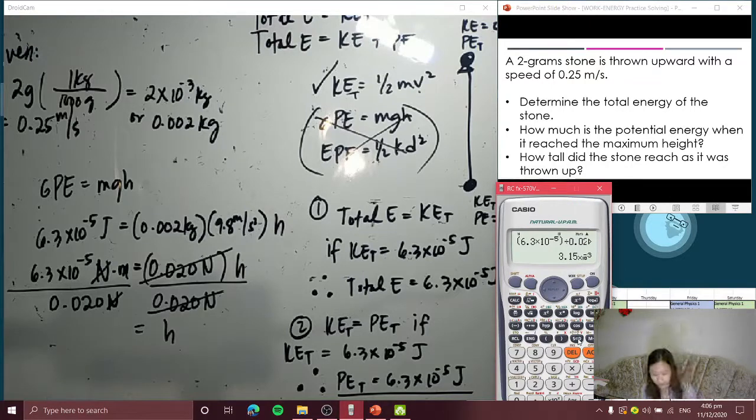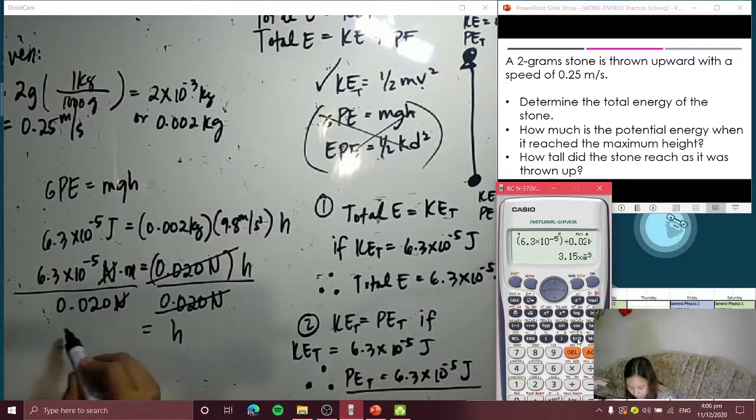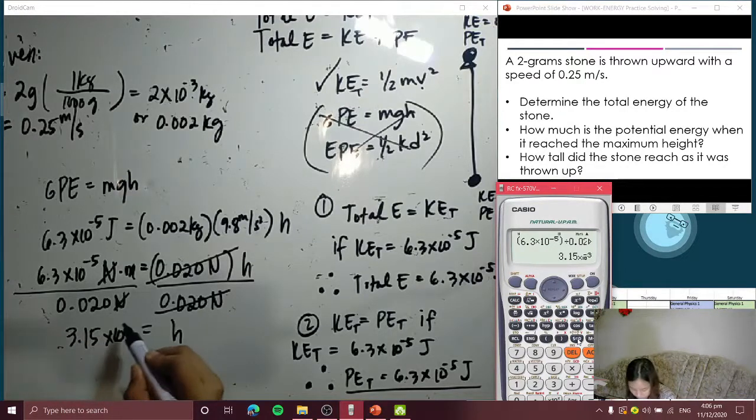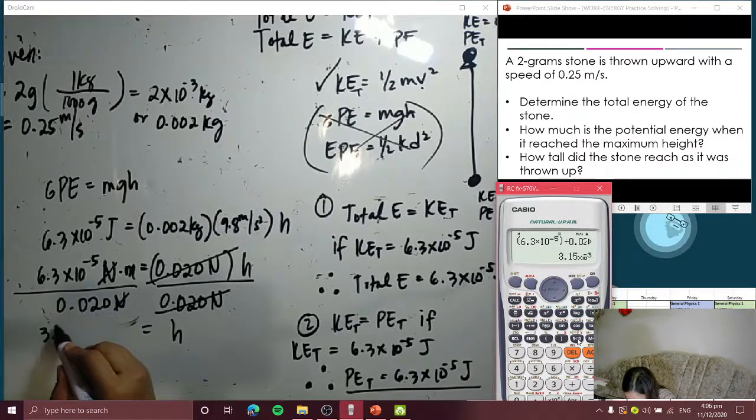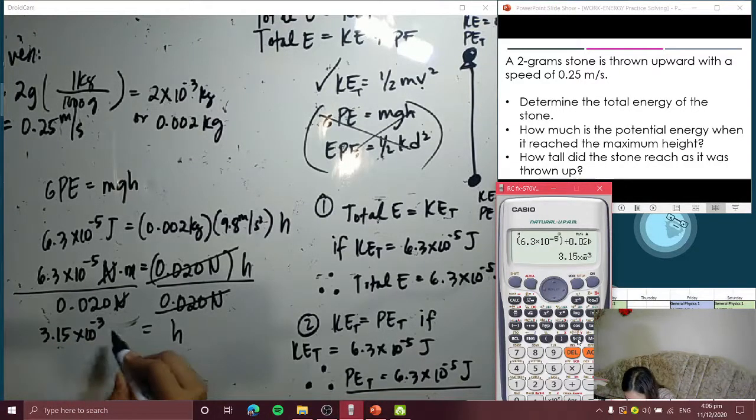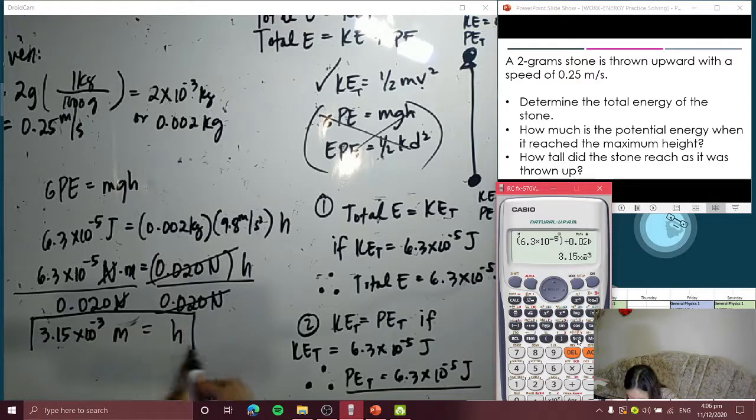Okay, so that's our answer. For the height, it's 3.15 times 10 to the negative 3 meters. 3.15 times 10 to the negative 3 meters. So this is now the height of the object. Okay, so here it is for our value. So that's for our second problem.